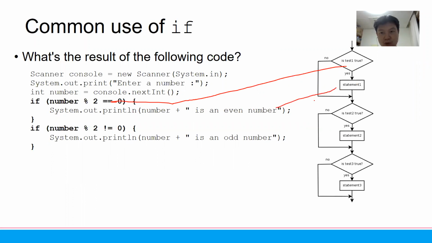If it is not true, then it goes to the next statement. So this is the next statement. If it is true, then we will do this statement. If it is not true, it will go to the next statement, and so on. So this kind of flowchart, please understand this one. I may give you the flowchart, and you need to figure out what the code is. Okay?